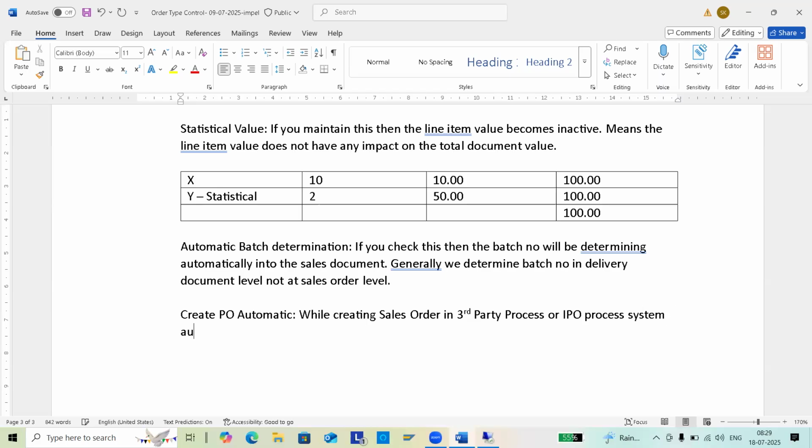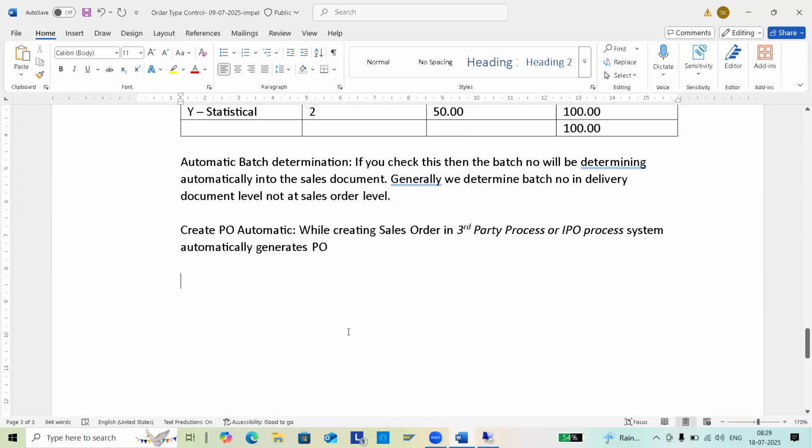The system automatically generates a PO. We will understand what third party sales is later. These are the different sales order processes, we will discuss this later, not now. Third party and IPO process.